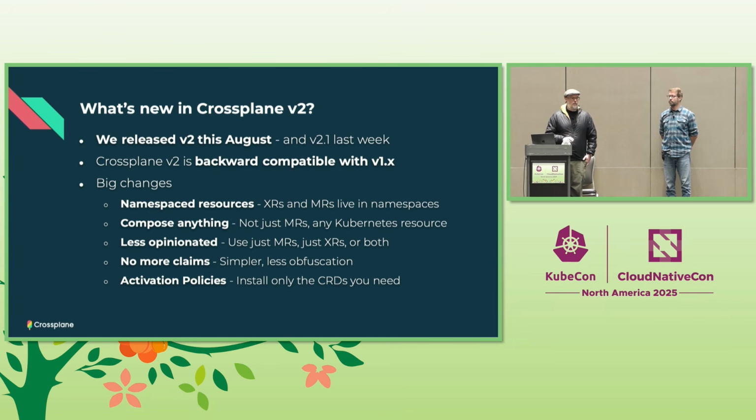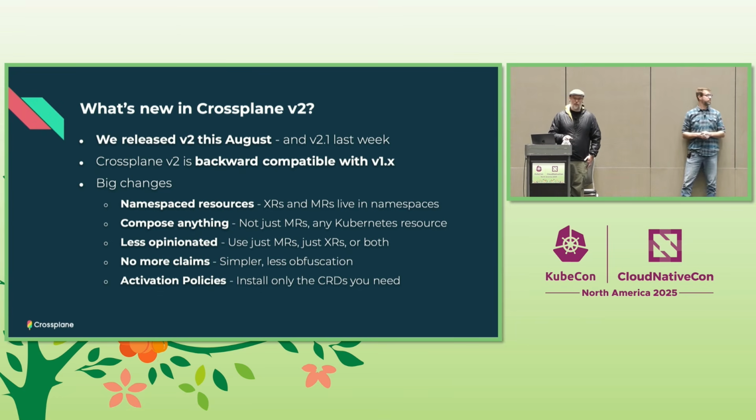The big changes in Crossplane v2: for new v2 style resources, we've made everything namespaced by default. I'll touch on what these concepts are if you're not familiar with them later, but XRs and MRs, they now are namespace scoped, no longer cluster scoped. You can now compose anything. We're not opinionated about only composing Crossplane resources. You can compose an app from deployments and services or from other operators in the ecosystem. I'll demo that later.